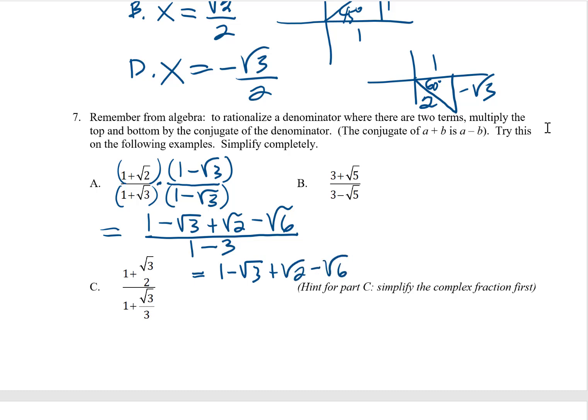I just have to keep writing it down. The bottom ends up being negative 2. It is more customary to take that negative and put it in the front of the fraction. And so here would be the final answer.